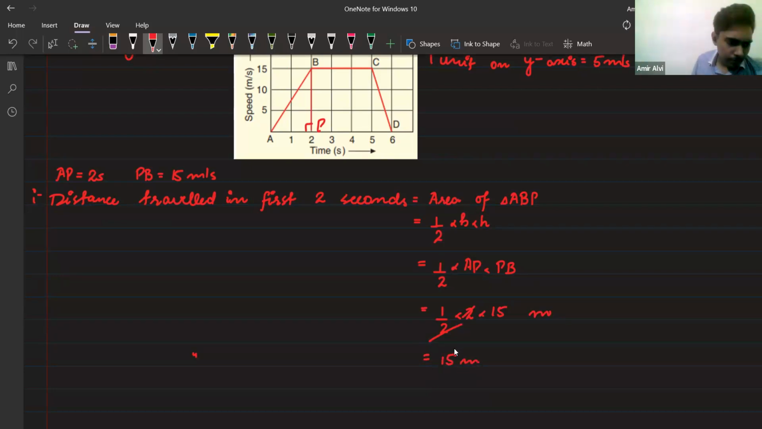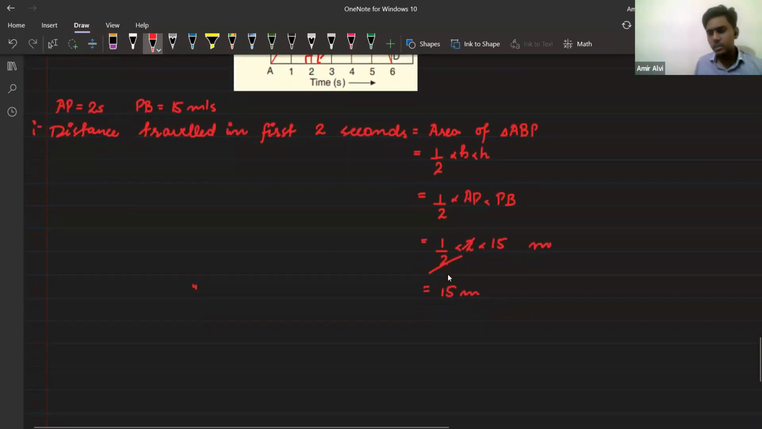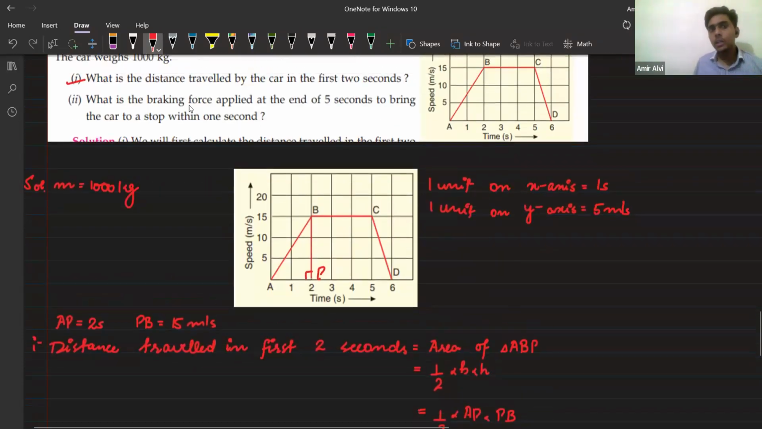Yes, sir. Okay. So as you can see, now we have got the distance covered in first 2 seconds. Now we have to find the braking force applied at the end of 5 seconds to bring the car to a stop within 1 second. So we have to find the braking force applied to the car to get it stopped, right? Chalo.